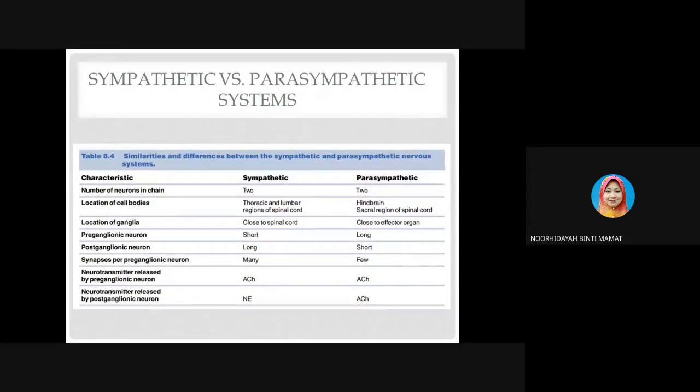So this is the sympathetic system versus the parasympathetic system. As we can see from here, these are the similarities and differences between the two systems. The number of neurons in the chain is similar, with two in both. But the location of the cell bodies in the sympathetic is in the thoracic and lumbar regions of the spinal cord, while the parasympathetic is in the hindbrain or sacral region of the spinal cord. Another example, the sympathetic has a short preganglionic neuron, while the parasympathetic has a long one.